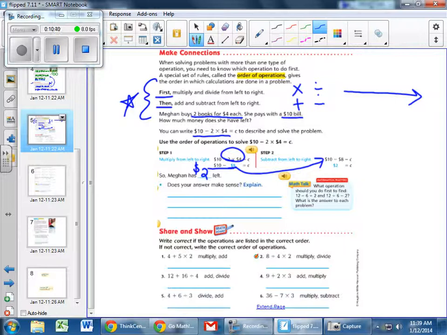You would say yes, because if I subtracted first, my answer would be 32. So if you did 10 minus 2 is 8, and then 8 times 4 equals 32, does that make any sense of how she would have the money left over? You actually end with more money than you started with, so it makes absolutely no sense. So we had to multiply and divide first, and then we had to subtract. Okay? So does your answer make sense? Explain. Go ahead and fill that in your own words. How do you know that that $2 makes sense?